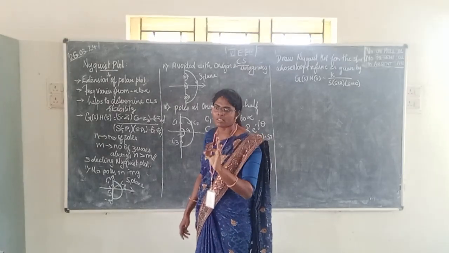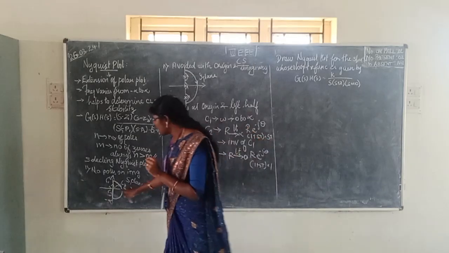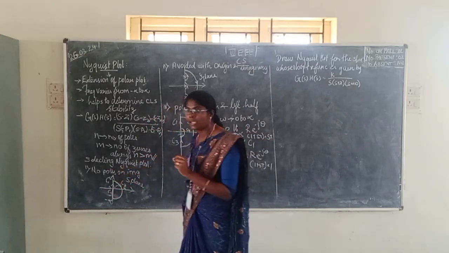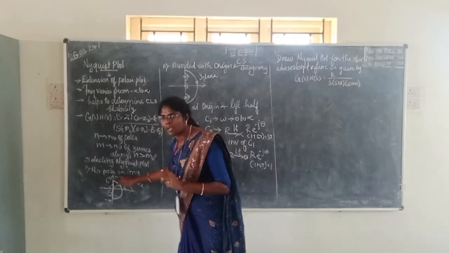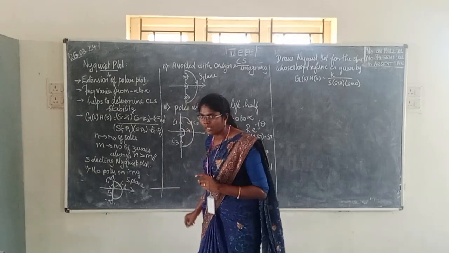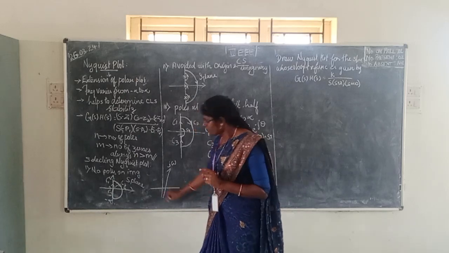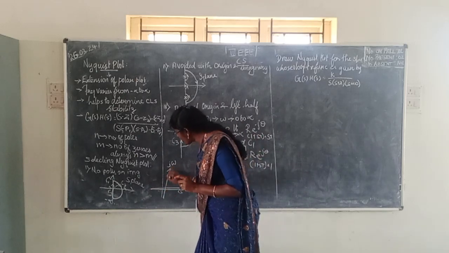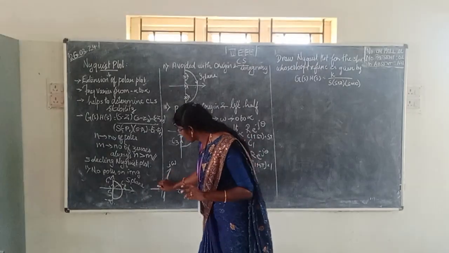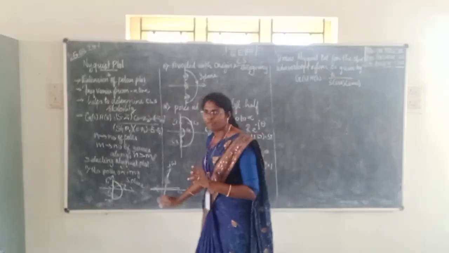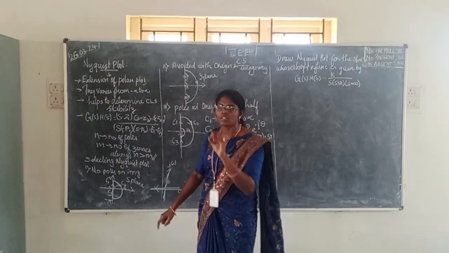Three types of plots are there. One is when there are no poles on the imaginary axis. Here the imaginary axis is j omega, and this is sigma, the real axis. When there are no poles on the imaginary axis, the poles exist only over the left half of the s plane, and our Nyquist contour will be like this.